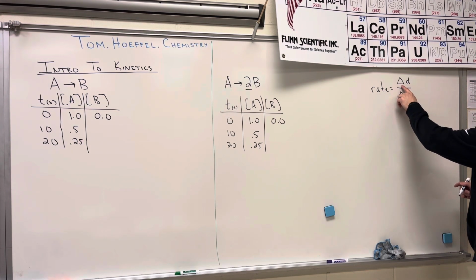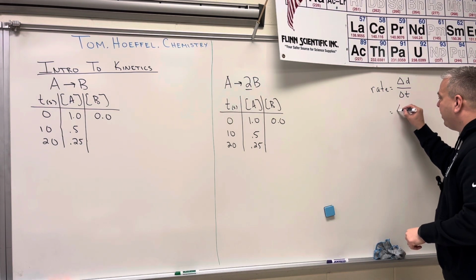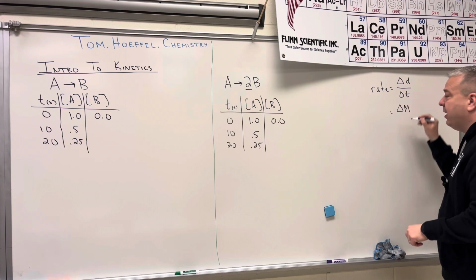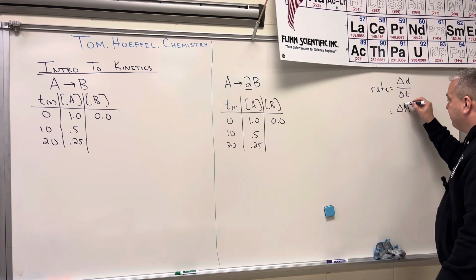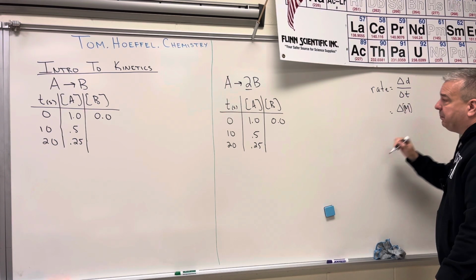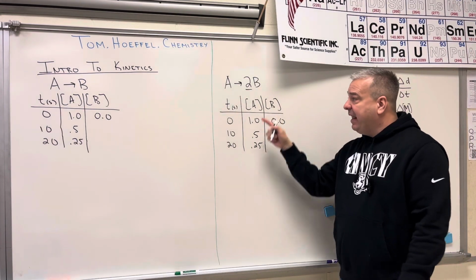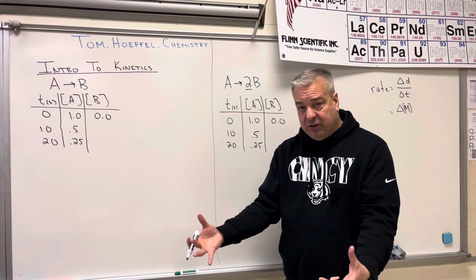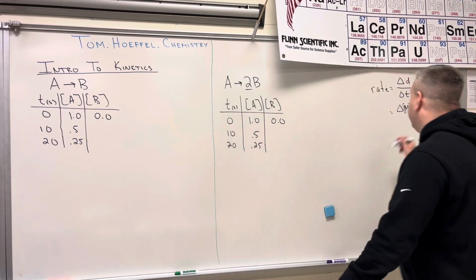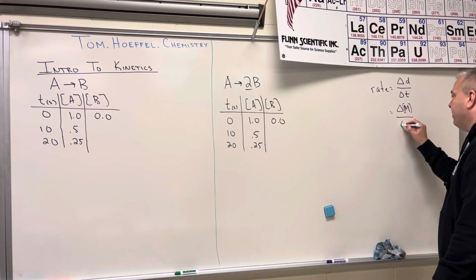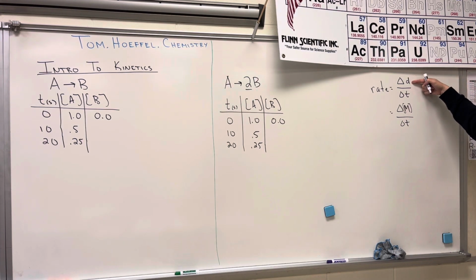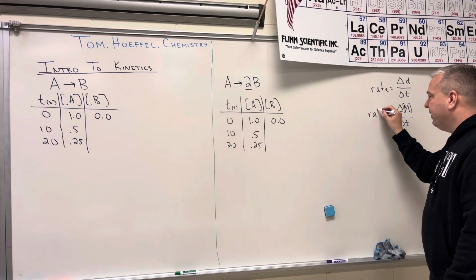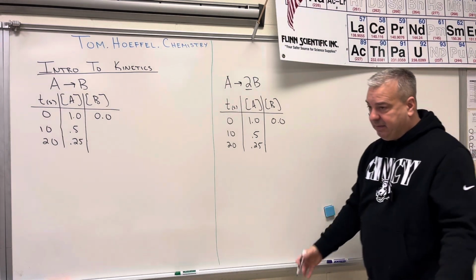However, instead of the change in distance, we're going to do the change in molarity. And a lot of times when we talk about molarity, we put it in a bracket. So when B and A are in brackets, that means we're talking about concentration, or molarity. But it's going to be the change in molarity over the change in time instead of the change in distance over the change in time. Both of them are going to give us some type of rate.